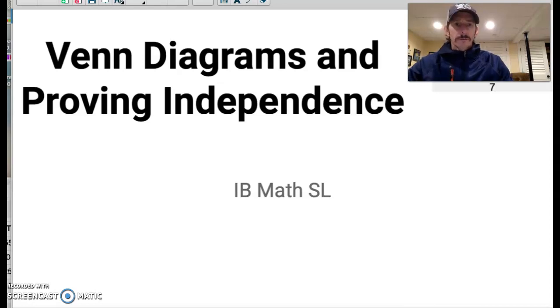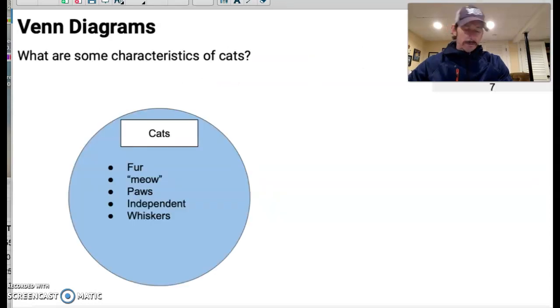All right, welcome to some Venn diagrams, improving independence. I'm going to talk to you about Venn diagrams first. There's a lot of embedded information in these videos, not just about the diagrams, but how the diagrams can help you with probability. And there are also some probability rules hidden in the midst of these slides. So this is a pretty good chunk of information.